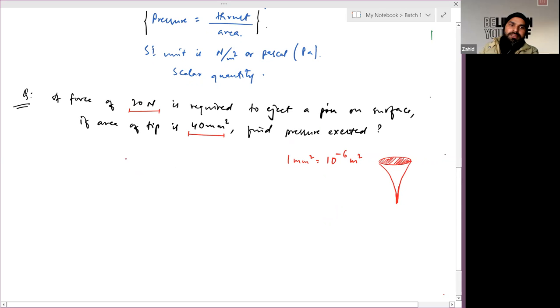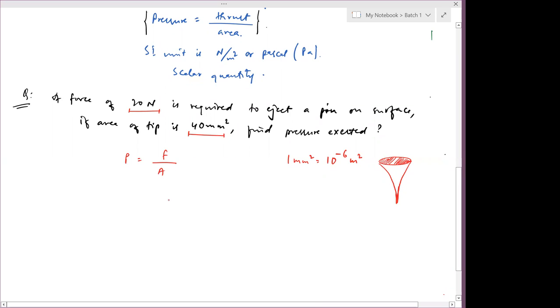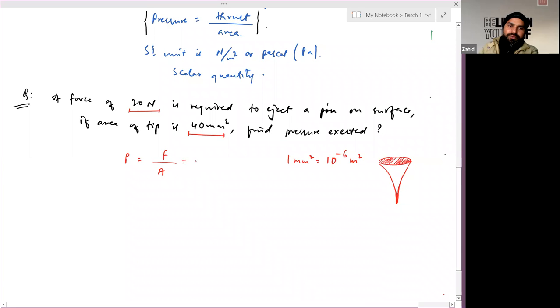Salman, you got any answer? No, sir. I'm in calculation. We have force as 20 Newton, area of cross section 40 into 10 to the power minus 6. So 20 divided by 40 will be 0.5. The 10 to the power minus 6 on moving to numerator will become 10 to the power plus 6 Pascal. Good, Hamza.